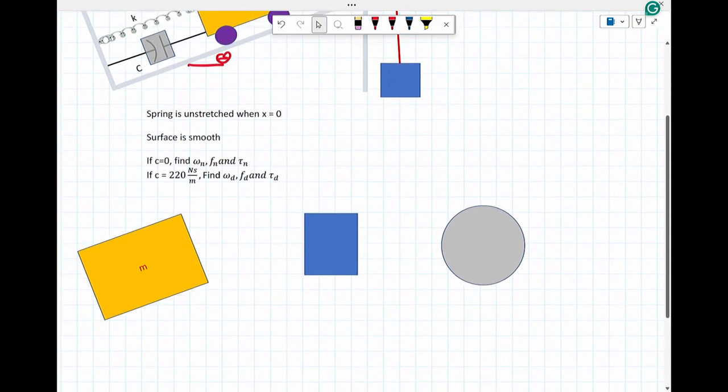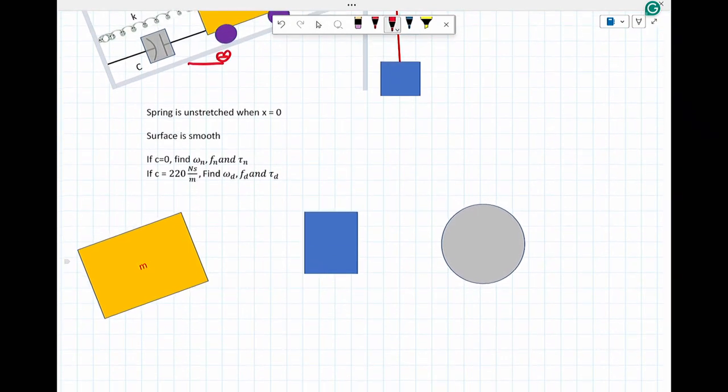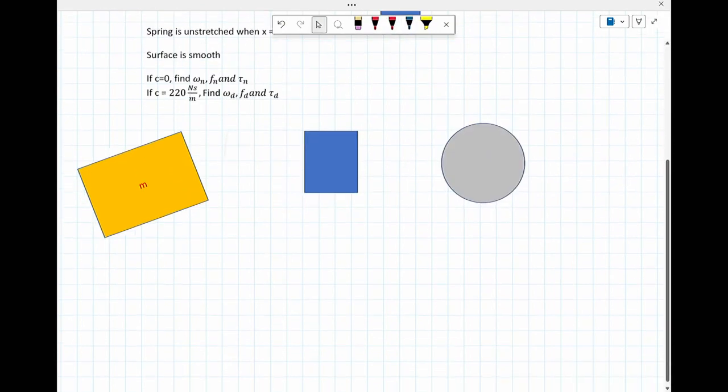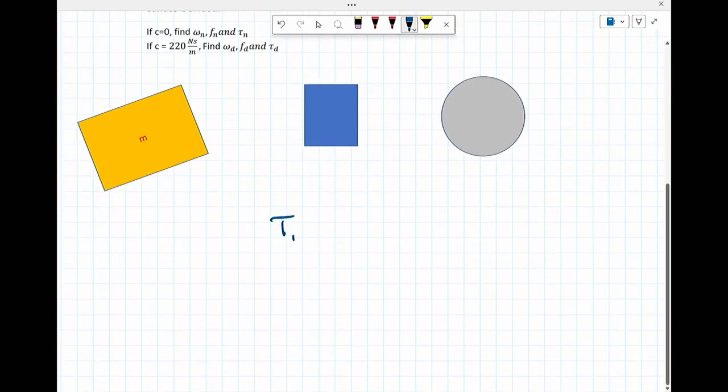I go through all of this trouble to write this, but I really don't need to. Let's ignore that for a second. T1 is rope.